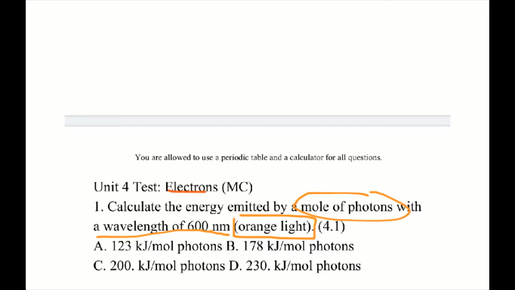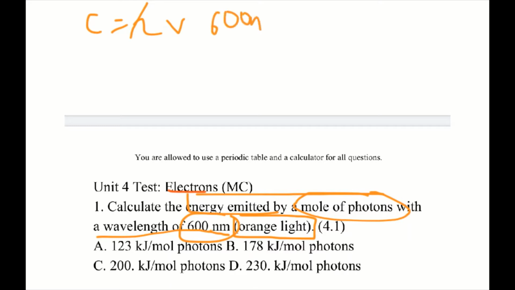Now, this question requires us to calculate the energy emitted by a mole of photons, and we're given the wavelength, which is 600 nanometers. Now, if we want to use the equation c equals lambda v, we have to make sure the wavelength is in meters and not nanometers. So let's get to that.